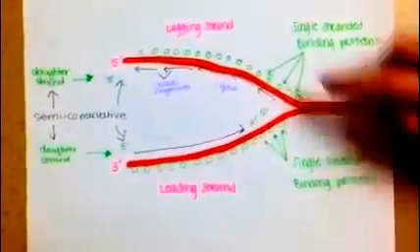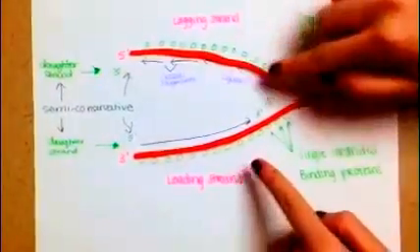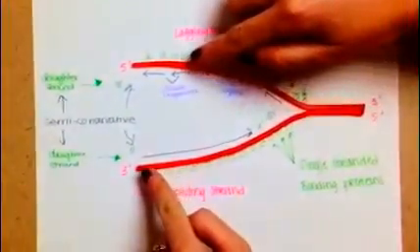The product of the lagging and leading strand are semi-conservative strands, which means they each contain old parent strands and a new daughter strand.